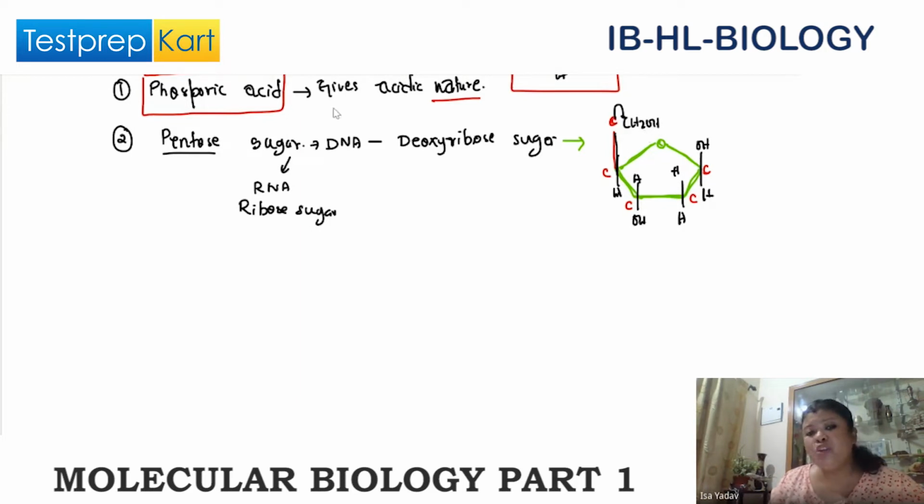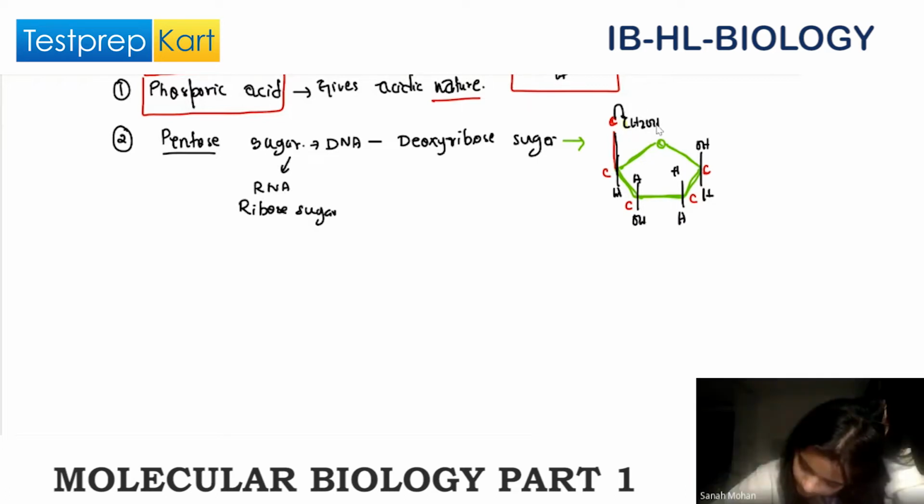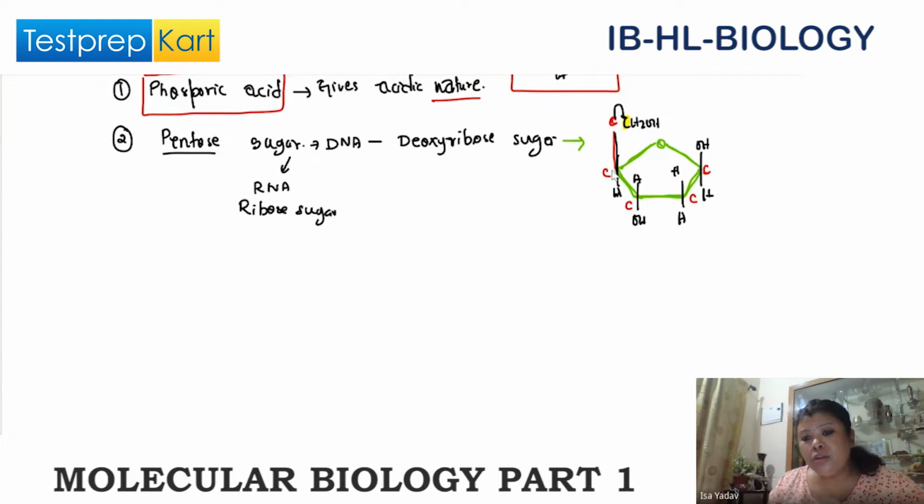So in total, how many carbon atoms? 5. One, two, three, four, five. So it is called a pentose sugar. Observe this position, carbon 2 position. Next, ribose sugar.